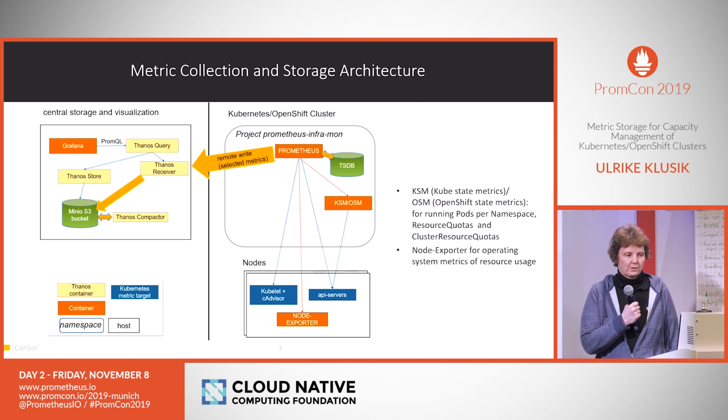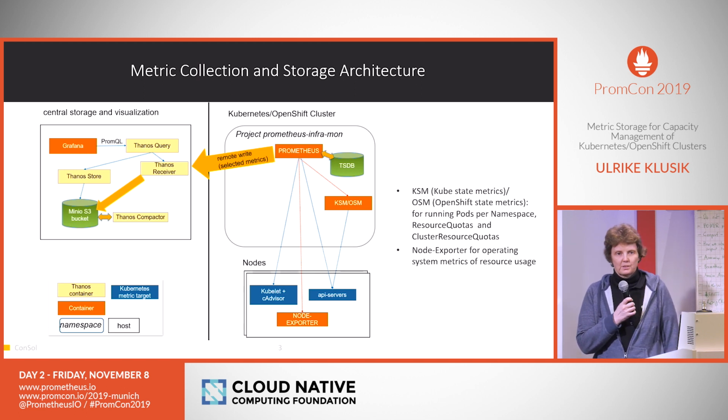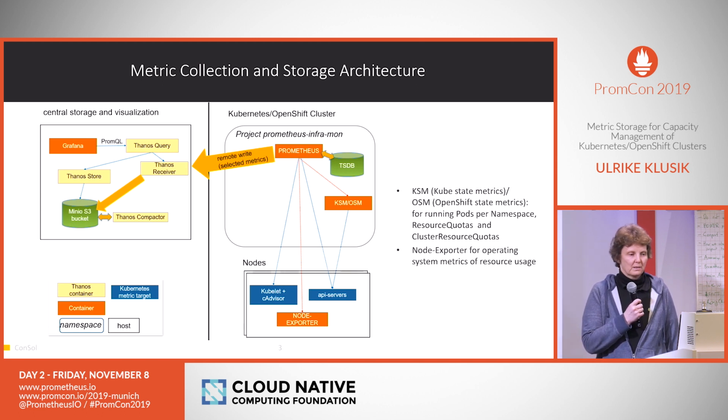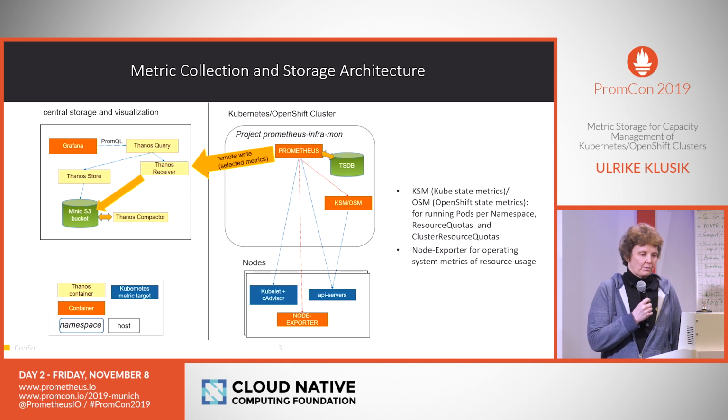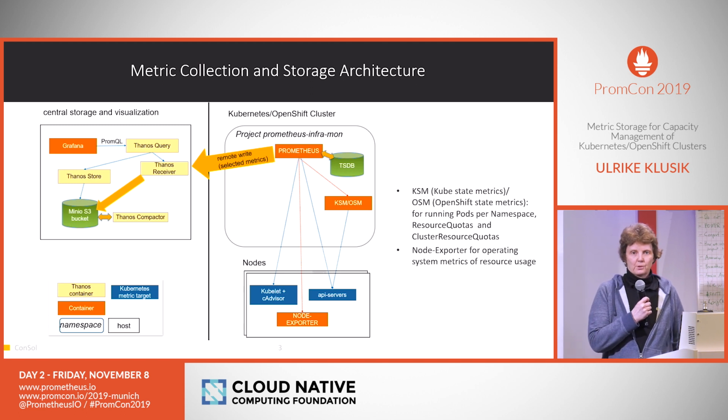For the Thanos solution, we need a couple of containers to run. The first is the Thanos receiver, which receives the metrics via remote write and then stores them in an S3 compatible bucket. In our case, we used the Minio container to do this, and we need a regularly running Thanos compactor to make the storage efficient.